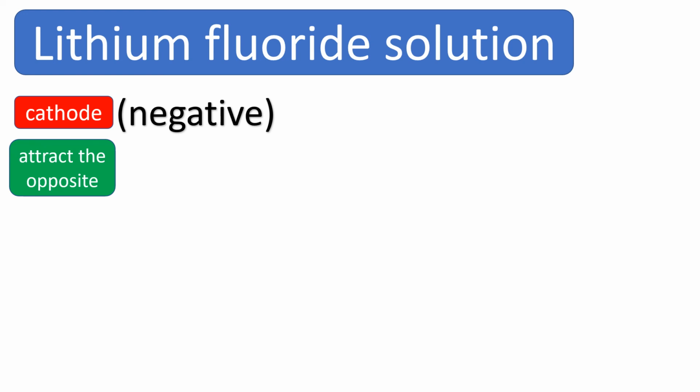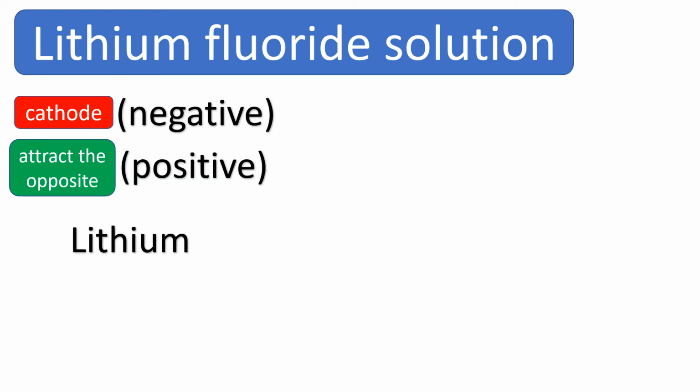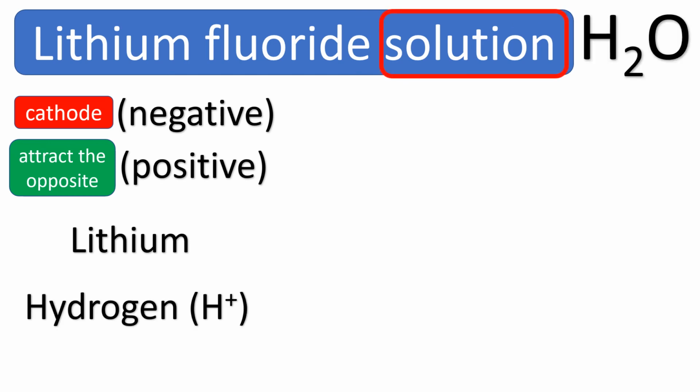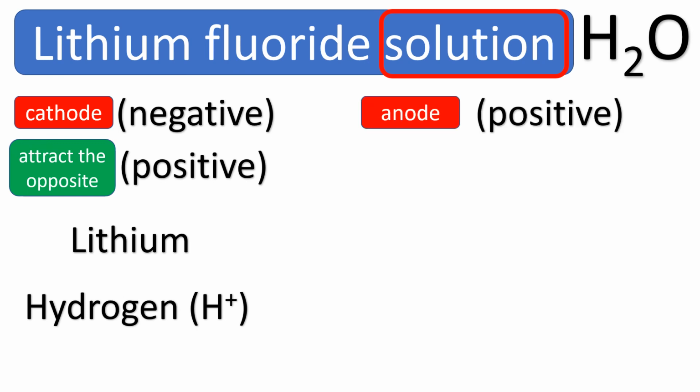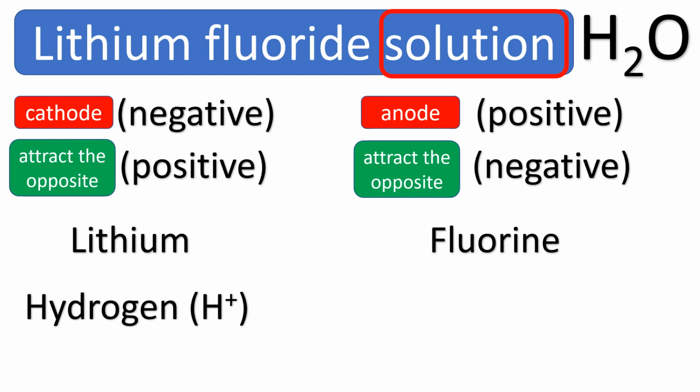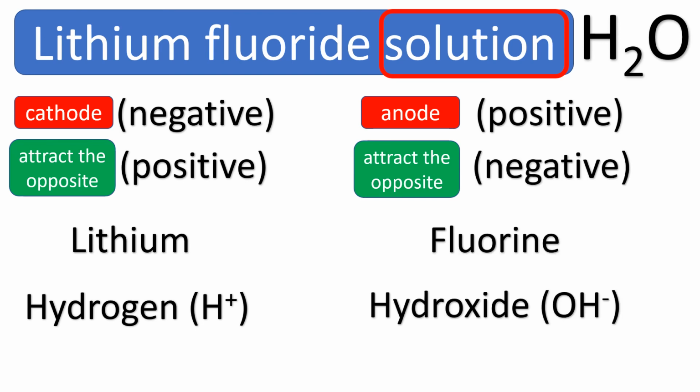Okay, that means I'm going to attract the opposite. So I'm going to attract the positive, okay? What's the positive? Lithium. And because I have a solution, I'm going to attract the hydrogen. Okay, nice. Now what about the anode? Well, that's positive. Attract the opposite, negative. What's that going to be? That's the fluorine, and that's the hydroxide there, the OH minus.